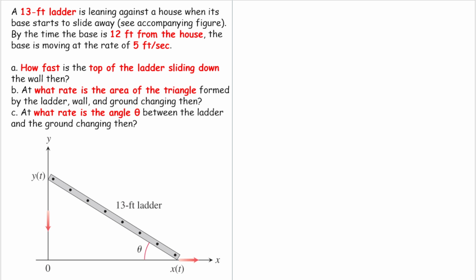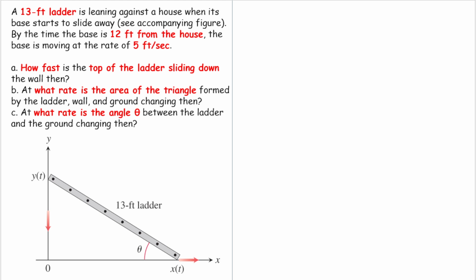Hello, in this video, I will explain how to solve this problem. A 13-feet ladder is leaning against a house when its base starts to slide away. See the figure? By the time the base is 12 feet from the house, the base is moving at the rate of 5 feet per second.